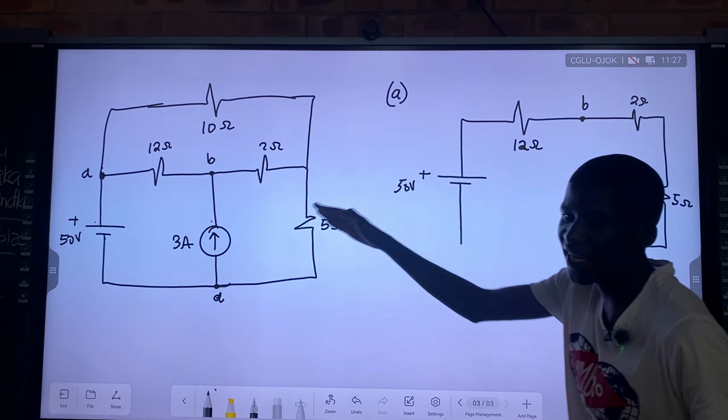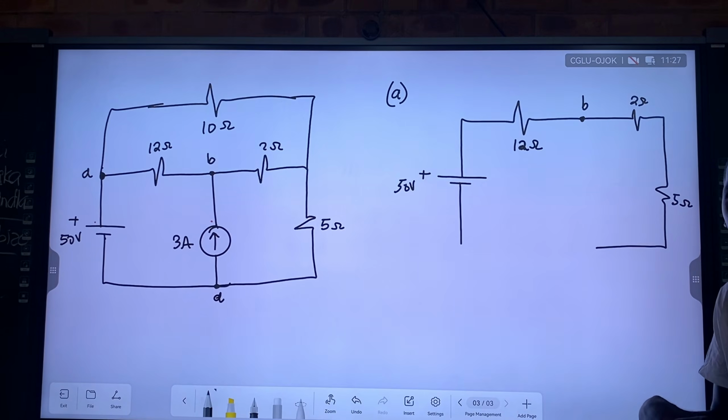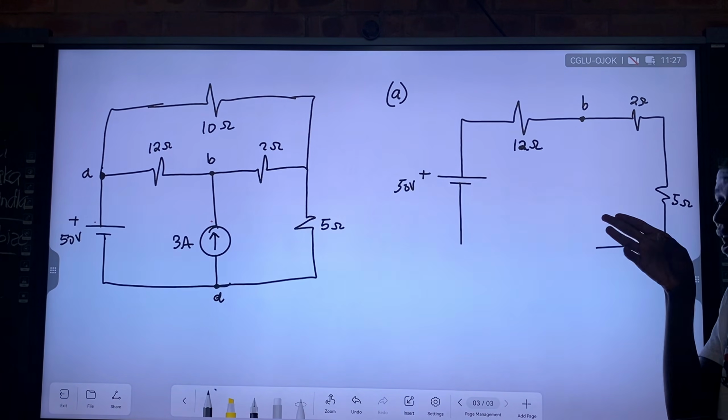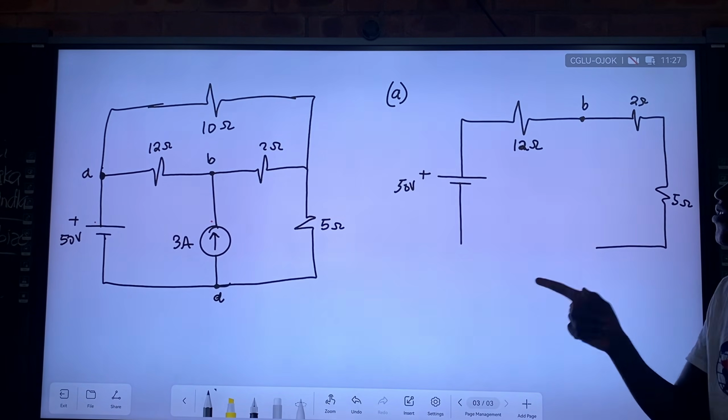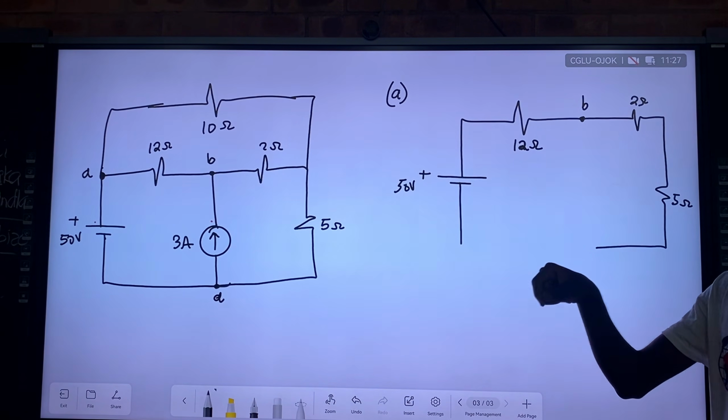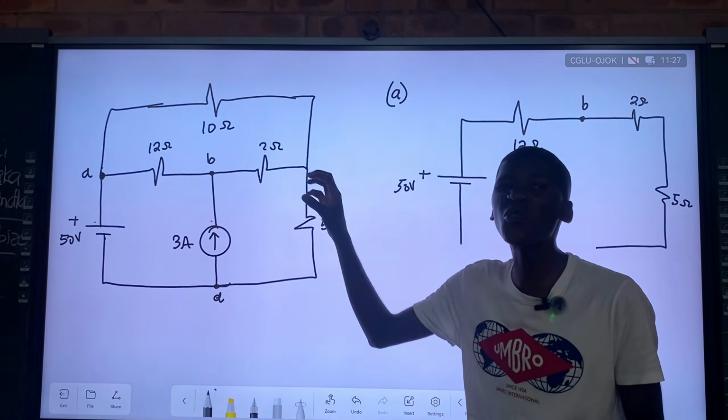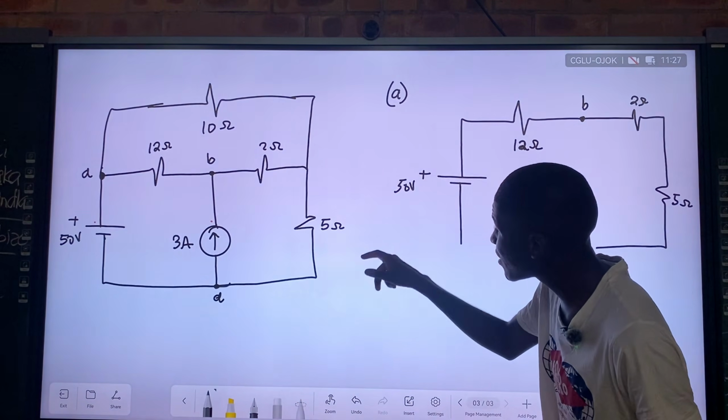I'm removing this current source. What am I going to do? We open circuit. We don't short circuit. Because must short circuit ikoni current. Must keep a current source wakwethu. You don't short circuit.